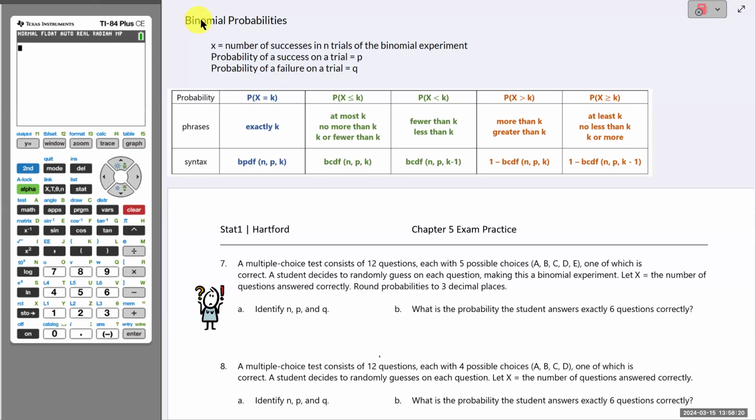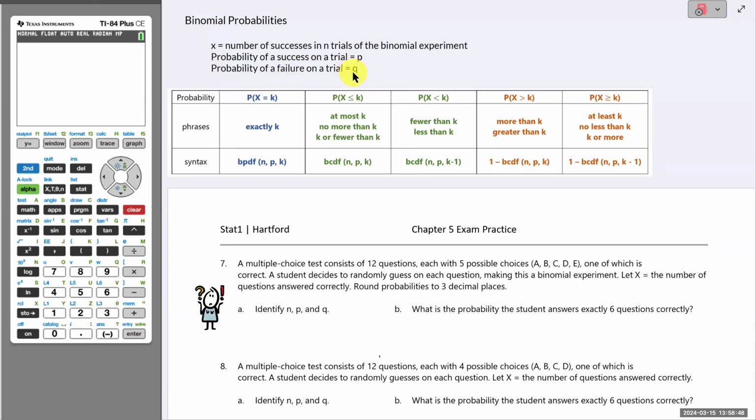Before I jump in, I just wanted to remind you here at the top that as we're looking at binomial probabilities, we'll need X, which represents the number of successes in n trials of a binomial experiment. When we perform a trial, it can either be a success or a failure. The probability of a success on a trial, we do lowercase p, and the probability of failure on a trial, we indicate with lowercase q.